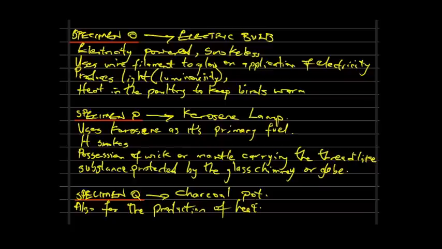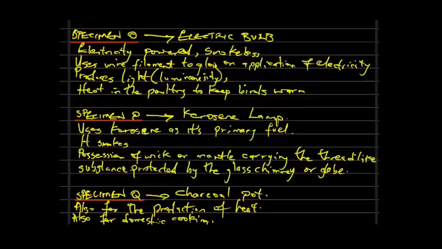Though it is used extensively in other areas, the charcoal pot can be used for domestic cooking in the kitchen. So it can be used in boiling at home and the rest of those. So those are the functions of specimen Q.